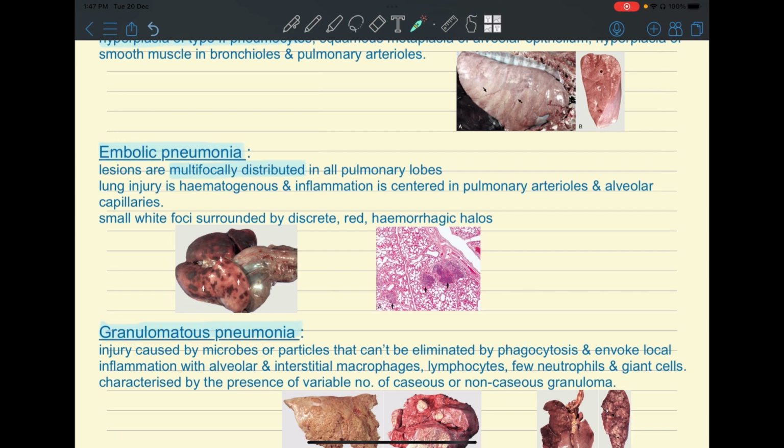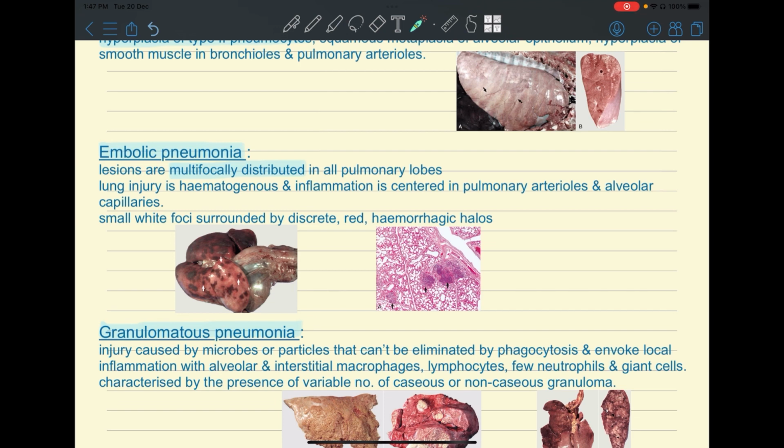It may be due to septic emboli or aseptic emboli. The lesions are multifocally distributed in all the pulmonary lobes. Lung injury is hematogenous, of course, because it is embolic pneumonia. There is emboli formation, and inflammation is centered in the pulmonary arterioles and alveolar capillaries.